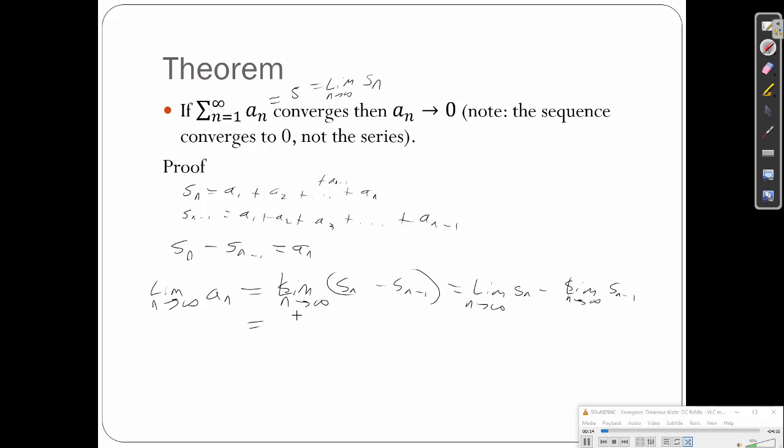And we know this goes to s. And so does this. It's the same sequence, just a term behind, but it's still going to the same place. So s minus s, well, that's just 0. So we've actually proved that if this converges, then the sequence has to go to 0. So that's the proof. Probably could have typed it up instead of drawn it, but I find proofs are better if you discover them in the doing.